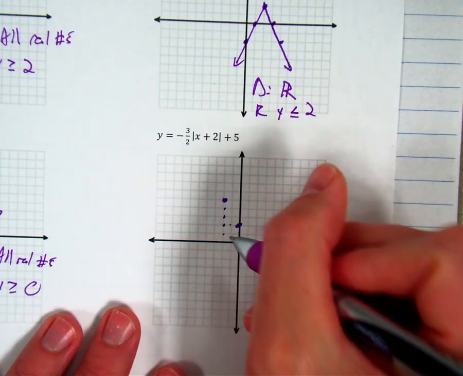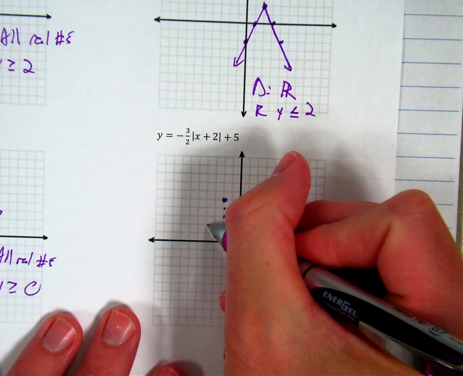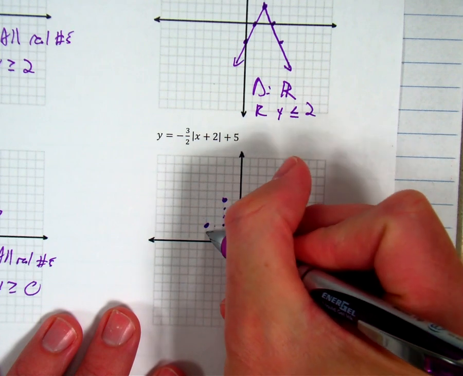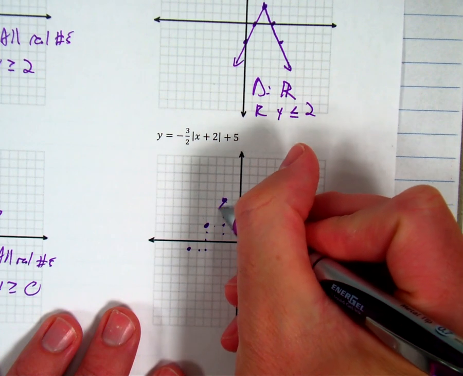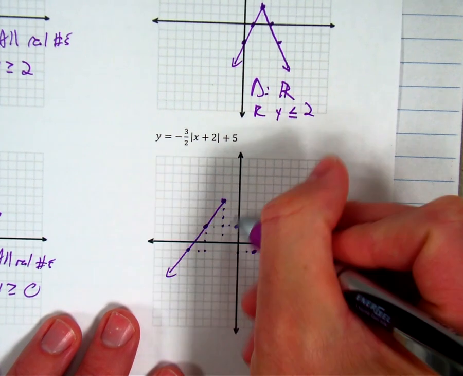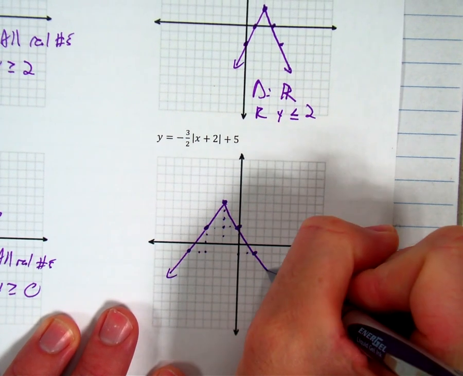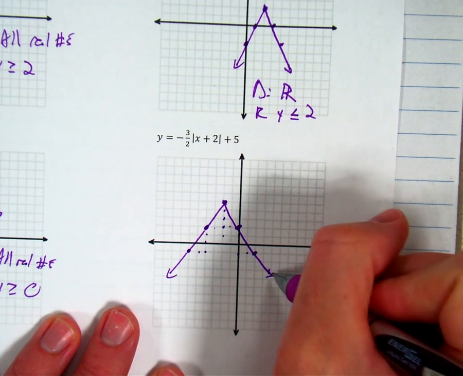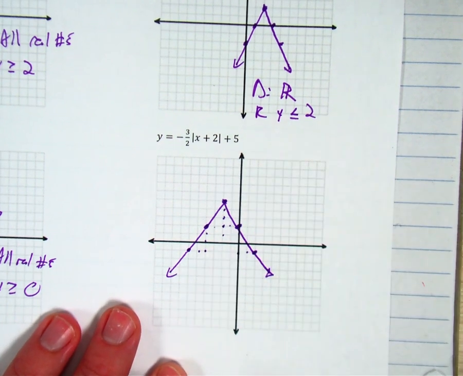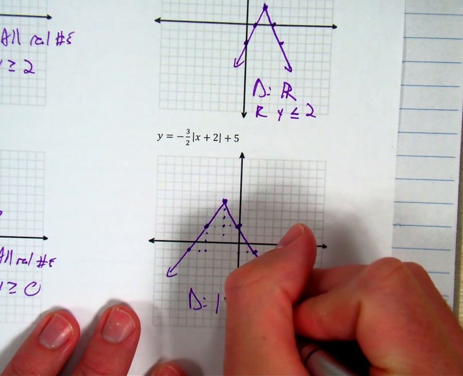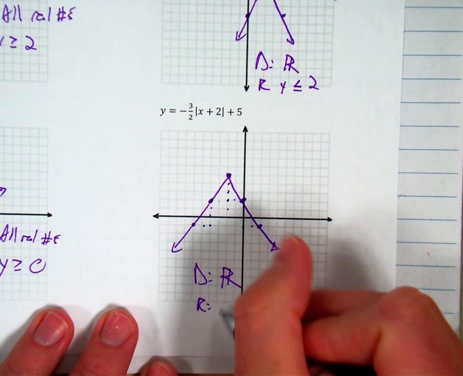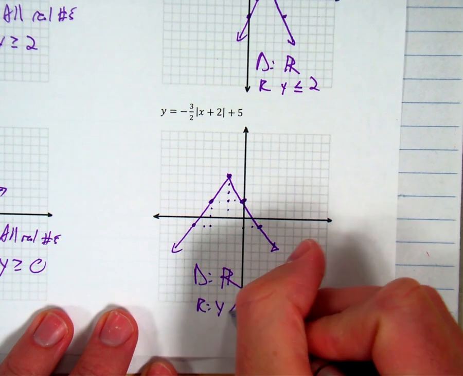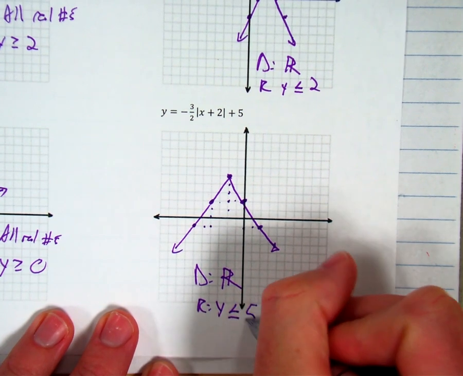And we'll do the same thing the other way. Down 3, out 1, 2. Alright. Domain, we got all real numbers, and our range is y values, we're going down, less than or equal to 5.